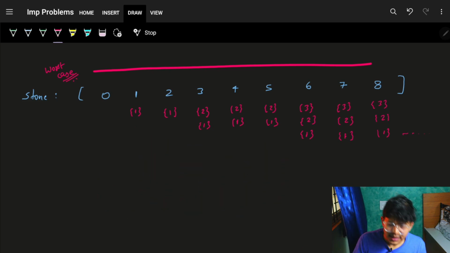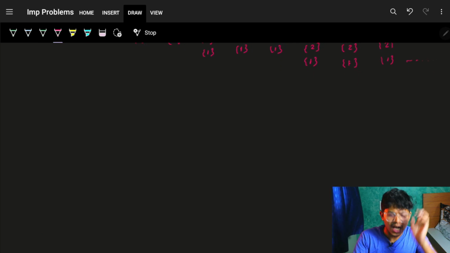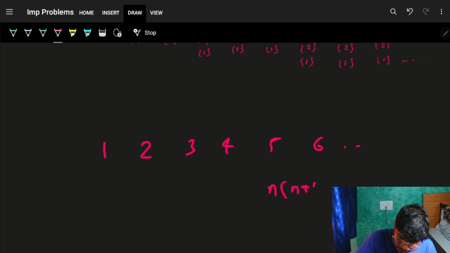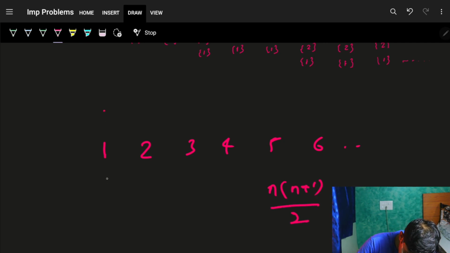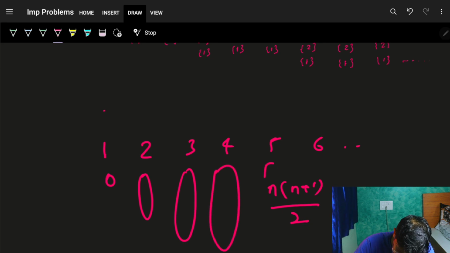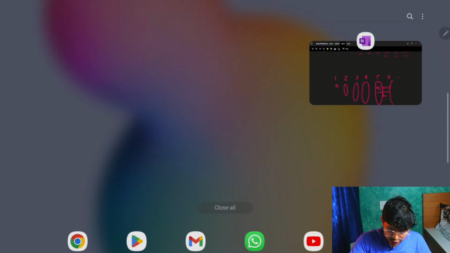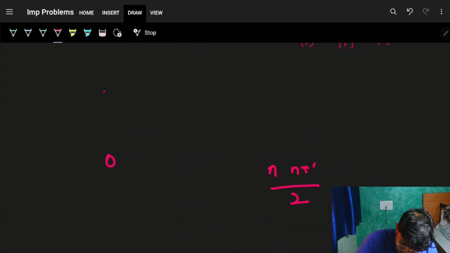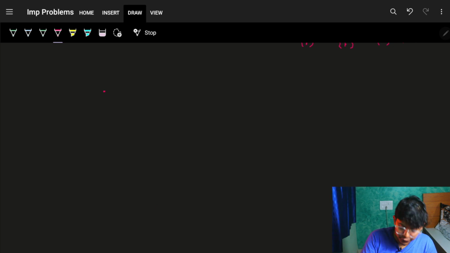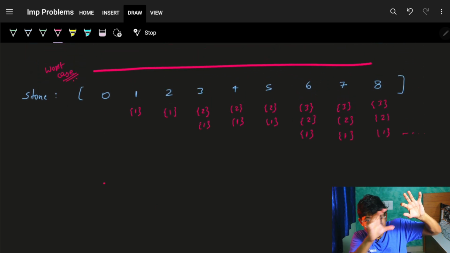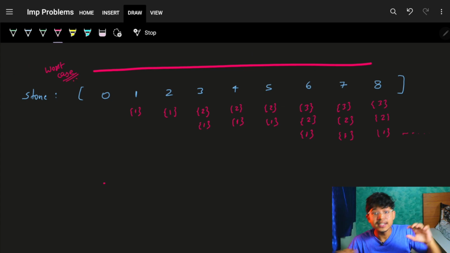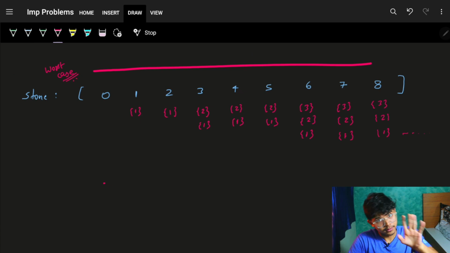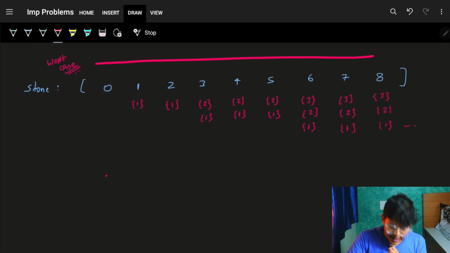right? But if I ask you what is the sum of n natural numbers, 1, 2, 3, 4, 5, 6, it will be n into n plus 1 by 2, right? So even if I have 1, 2, 3, 4, 5, 6, it will be n into n plus 1 by 2, which is roughly an n square thing. Now I showed you this formula to relate that it is increasing like this, which means that it can be O of n square. Remember that roughly.